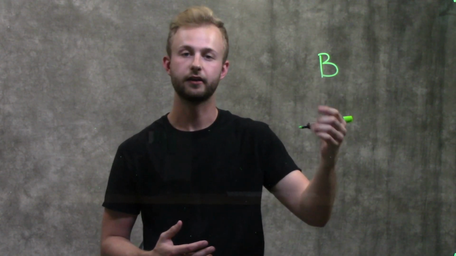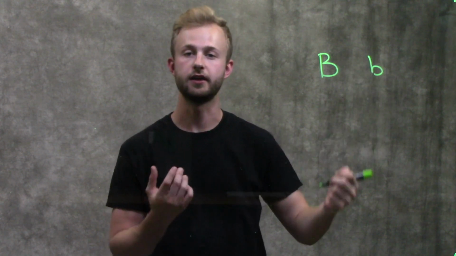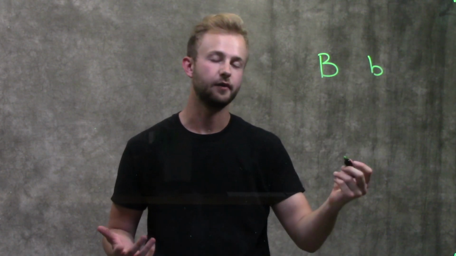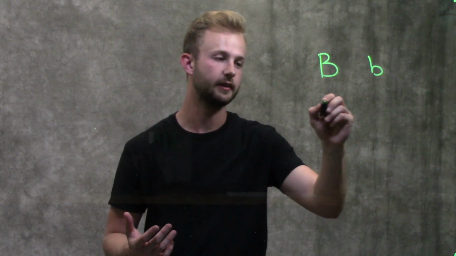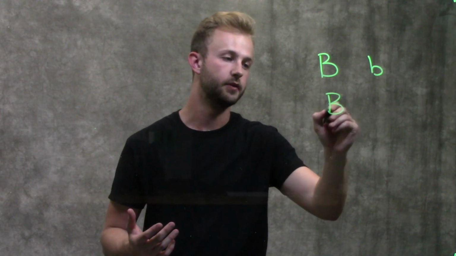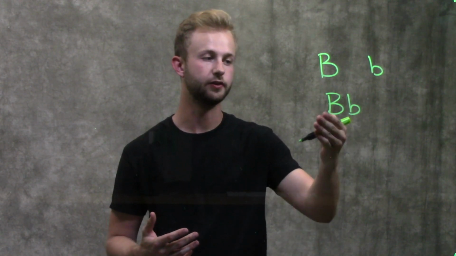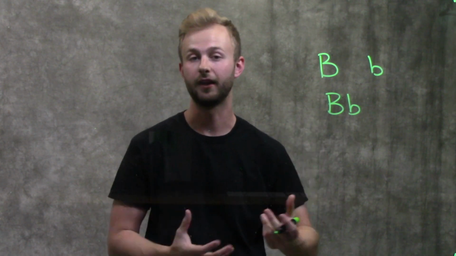A really good example of this can be seen in Labrador retrievers. Let's say that we're going to look at coat color for Labrador retrievers, and we'll say that the dominant allele is for a black coat and the recessive allele is for a brown coat. So let's say that we have a dog that has big B, little b. So this phenotype should be a black coat.